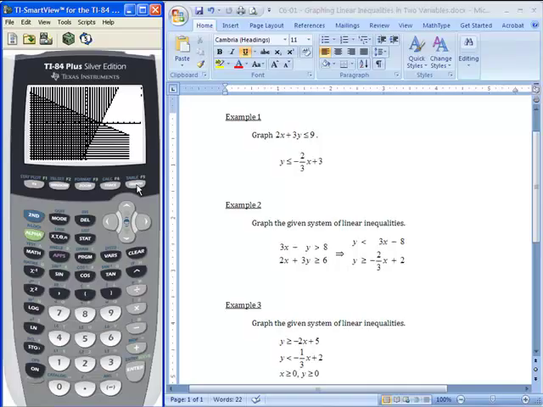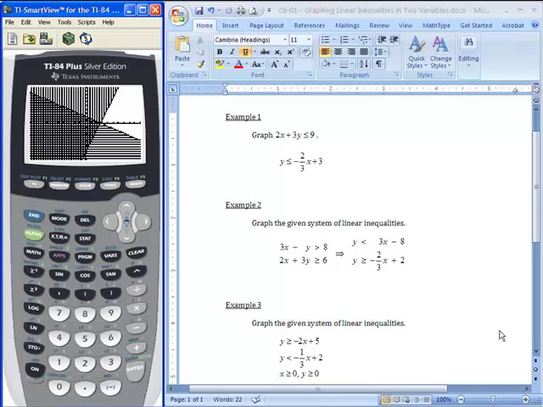So be conscious of how you're choosing to do this. There's not really a right or a wrong way to do it. Just make sure that you do it consistently however you do it. Make sure that you graph everything as they're supposed to be graphed or everything opposite. And make sure you know which part of the screen you're looking at when you do either one so that you find the appropriate solution area.